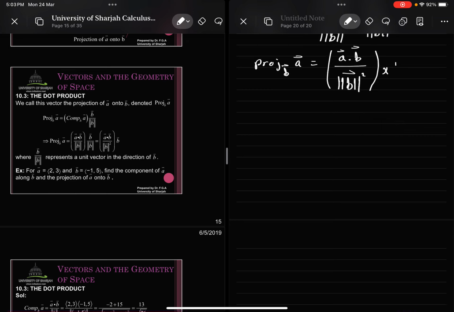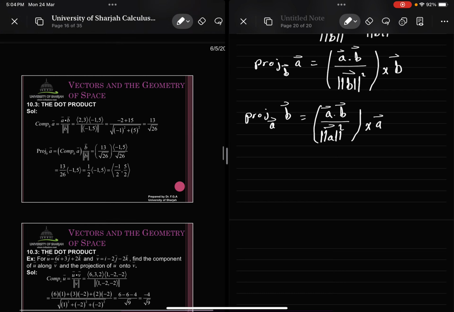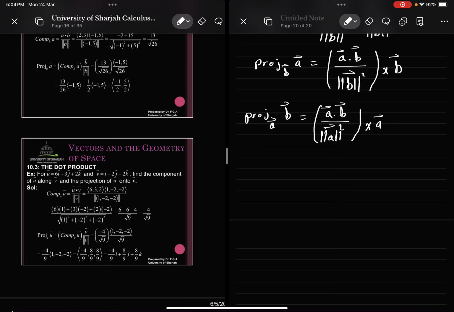Times b. And for projection of a along vector b, same thing, but we change the denominator. It will be magnitude square of a and a, as we have here.